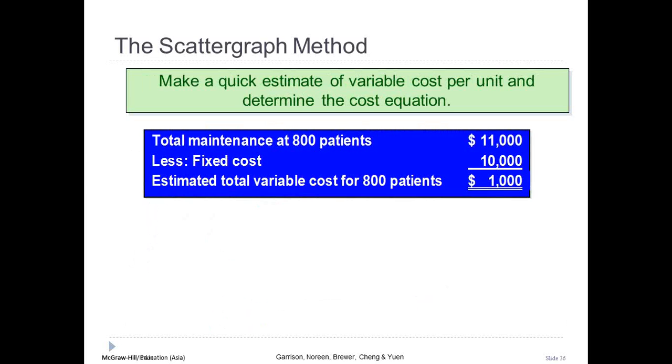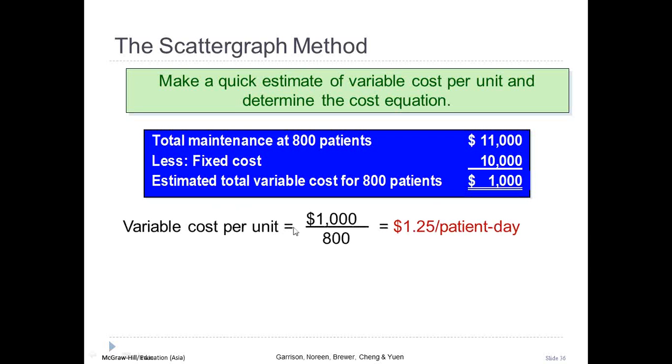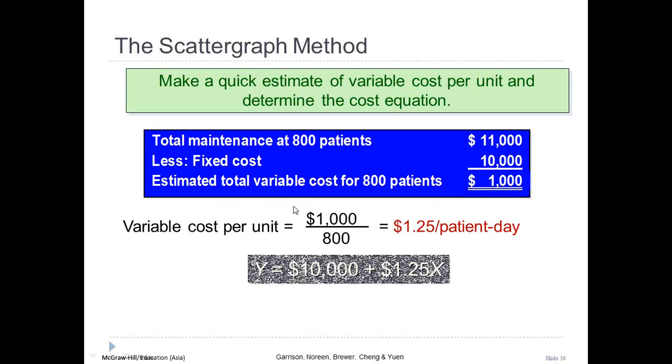Now, moving on, let's take a quick estimate of the variable cost per unit and determine the cost equation. Here we've got 800 patients. Take away the fixed costs, and then we have what's determined as the variable cost, in this example, $1,000. So the variable cost per unit: how many units are there? 800 patients. What's the variable cost? $1,000. So do the division, and you come up with a rate that can be used to predict future costs.